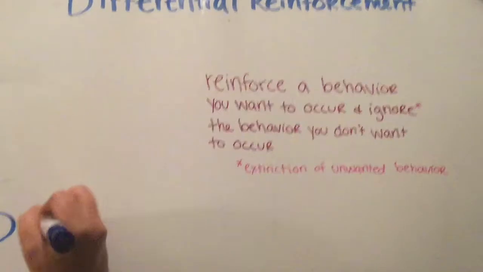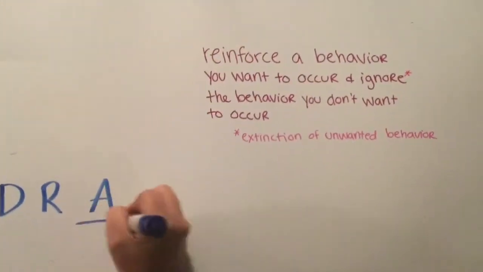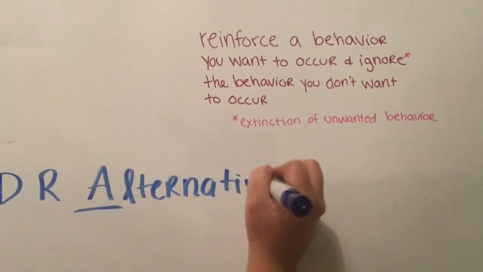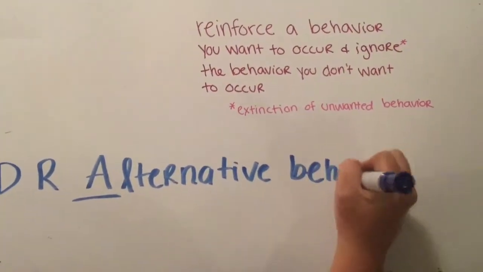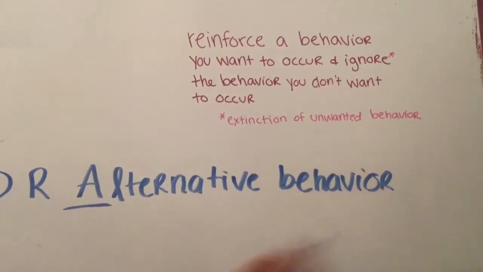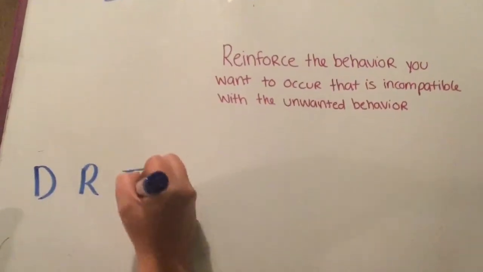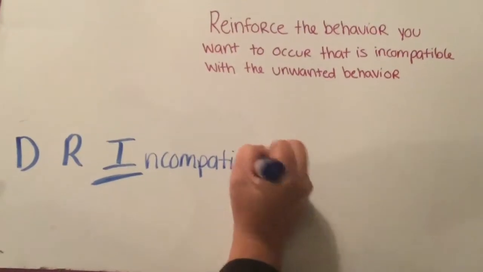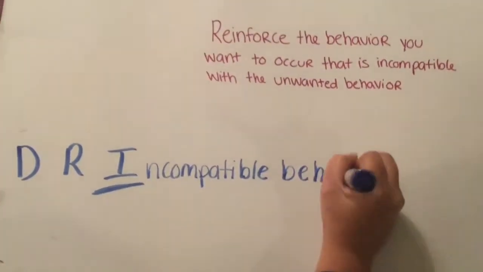So let's review. DRA is when you reinforce a behavior you want to occur and ignore the behavior you don't want to occur. This leads to the extinction of the unwanted behavior. DRI is when you reinforce the behavior you want to occur that is incompatible with the other behavior.